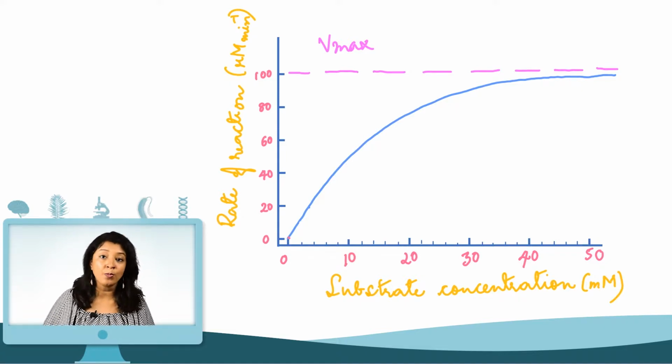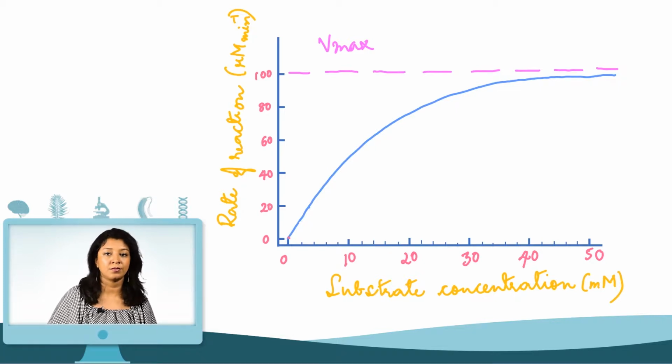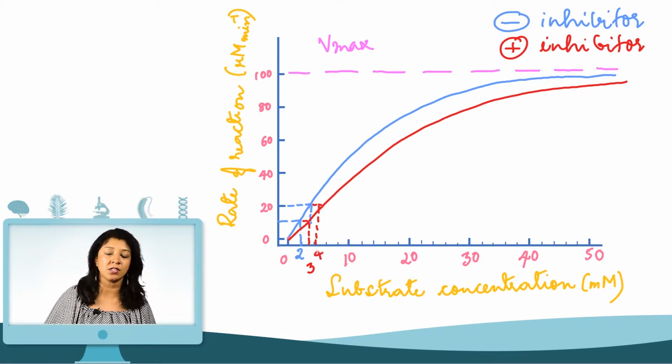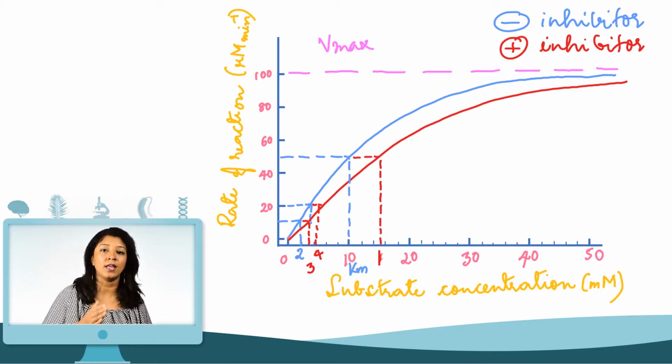The enzyme will now behave like it has a lower affinity for the substrate. And this is because there is a substance that is competing for the enzyme's active site. So the graph would look more like this. As you can see, the 10% velocity, which is reached at 2 millimolar substrate concentration, is now reached only at 3 millimolar substrate concentration. Similarly, the 20% velocity is reached only at 4 millimolar substrate concentration. So the apparent Km value has now increased.